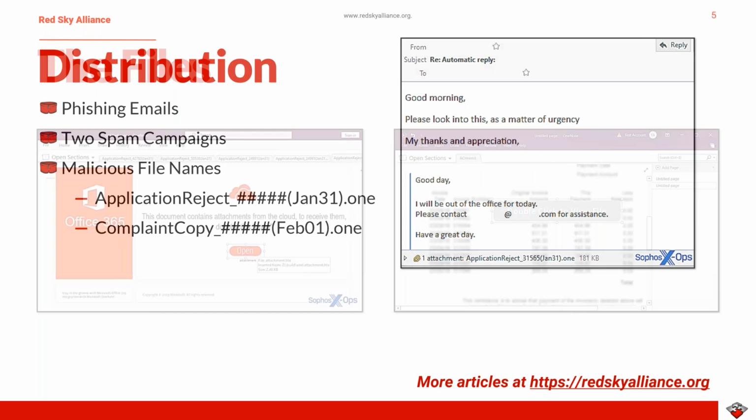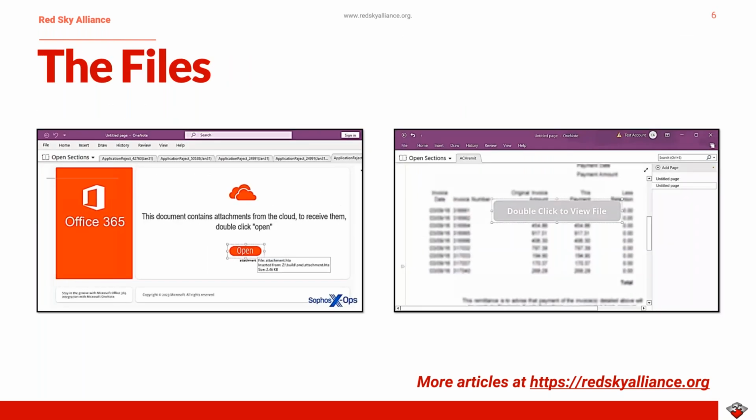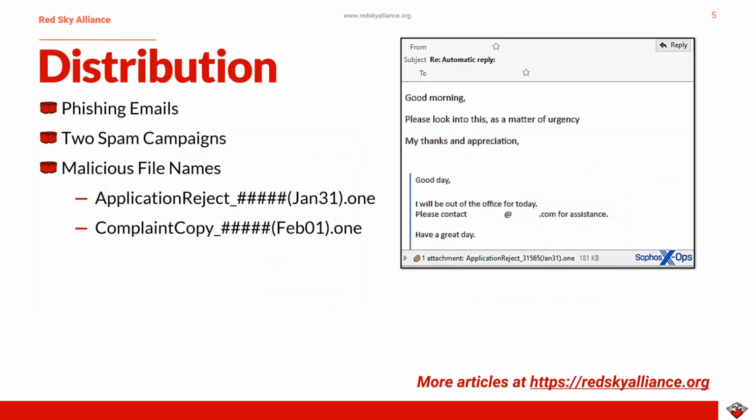The other method would be to use message thread injections. This is done by using a botnet to inject a malicious email into an already existing email conversation, by hijacking email accounts on already infected machines and using the reply all feature to send an email with the malicious attachment or website link. In the second method, all attachments and the campaign were either called application reject or complaint copy, followed with 5 randomly generated digits and a date in parentheses.